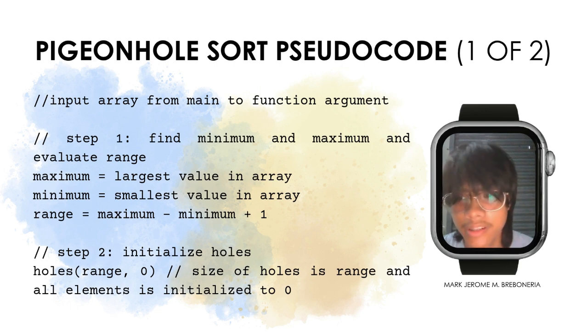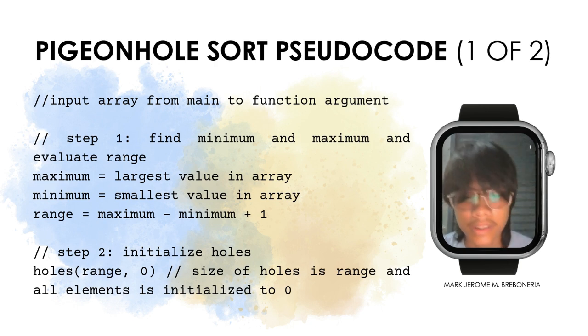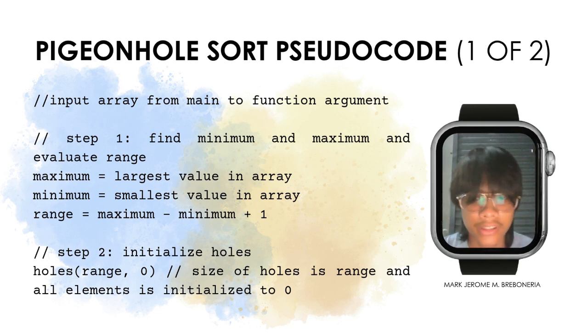And after we're done with that, we can move on to step 1, which is finding the minimum and maximum, and also evaluate the range. So we need the maximum and minimum to get the value of range. So first of all, maximum means that it is the largest value in the array. For example, in an array of 1, 2, and 3, it will get 3 because 3 is the largest value in the array.